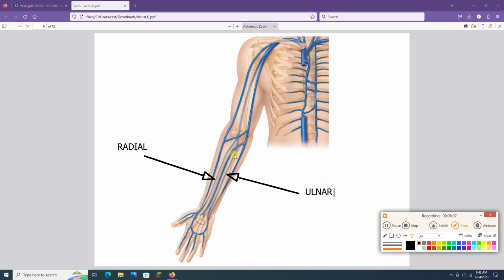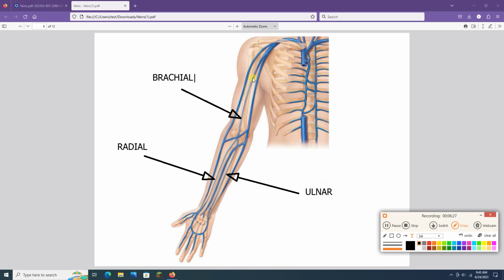Note that as these guys go up, radial, ulnar, they combine at the antecubital fossa, giving me a deep vein up in the arm here. Boom, boom, boom, there it is. This deep vein in the arm is going to be my brachial vein.